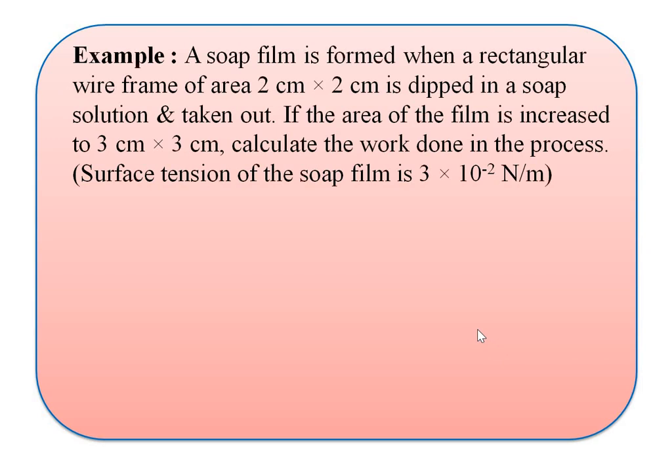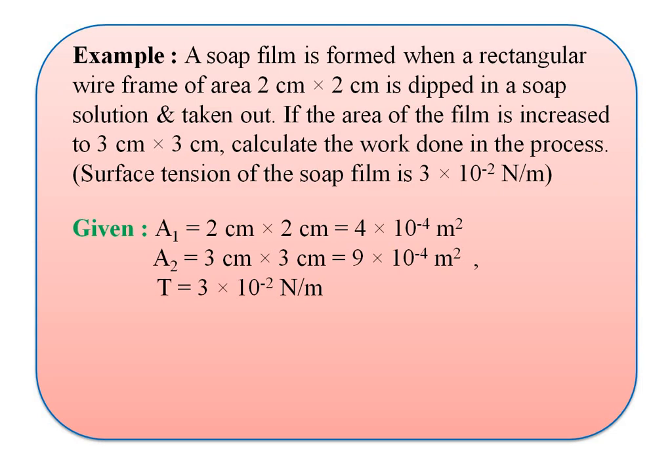Let's see one more example. A soap film is formed when a rectangular wire frame of area 2 cm by 2 cm is dipped in a soap solution and taken out. If the area of the film is increased to 3 cm by 3 cm, calculate the work done in the process. Given the surface tension of the soap film is 3 into 10 raised to minus 2 Newton per meter.